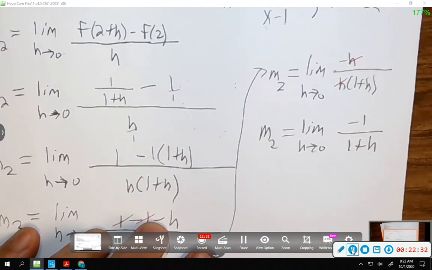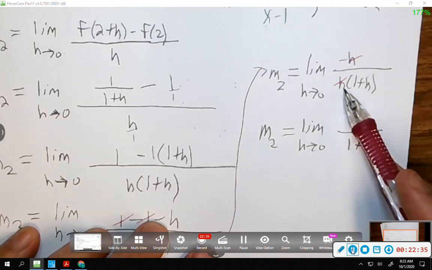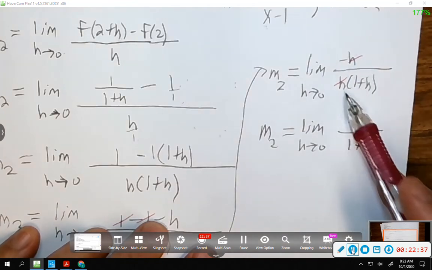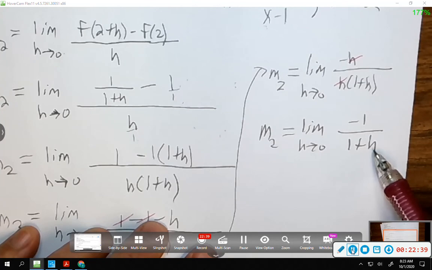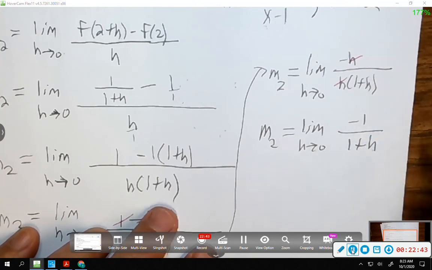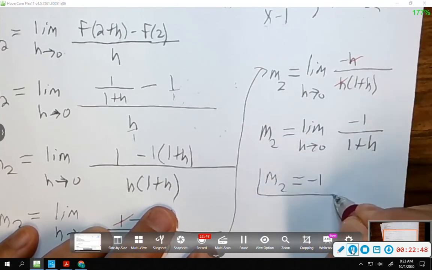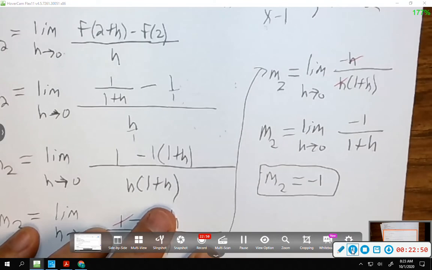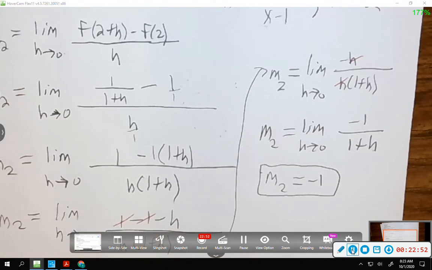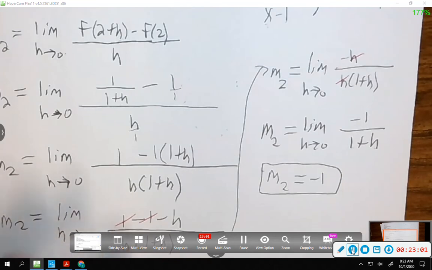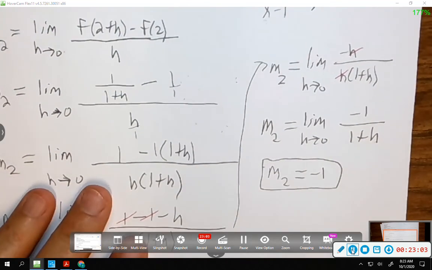Now that h is canceled from the denominator, that's the key. Now I can take the limit. When I plug 0 in, 1 plus 0 is 1. Negative 1 over 1 is a slope of negative 1. There it is. Now let's go back up and do the graphing part and find the equation of the tangent line. You're going to find lots of equations of tangent lines throughout the year. First semester, we do it in almost every section from here on out. Find the equation of tangent lines.